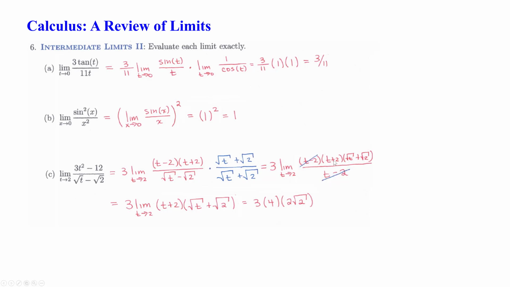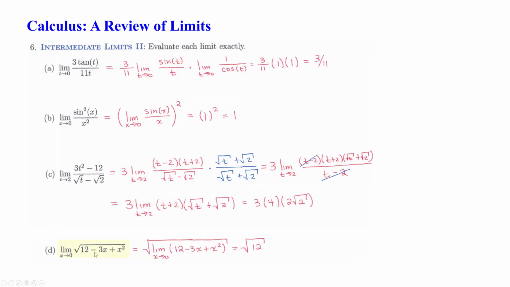Once we cancel, we now have an algebraic function that we can evaluate by functional evaluation. Again, there's no problem with this even radical because t is going to 2, not 0. So we just plug in 2 plus 2 is 4. The square root of 2 is the square root of 2. So we get 2 root 2 times 4 times 3, which is the answer. And again, I left it in factored form so you could see how the limit was achieved, but actually you would put 24 root 2 as your final answer.